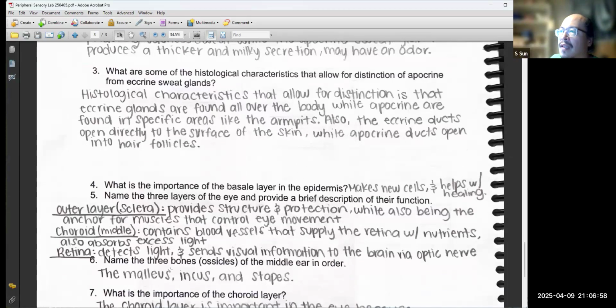Name three bones of the middle ear in order. This one transduces the sound wave, amplifies it, and sends it into the cochlea. So the three bones are the malleus, incus, and the stapes.